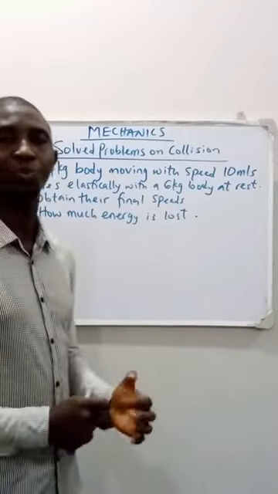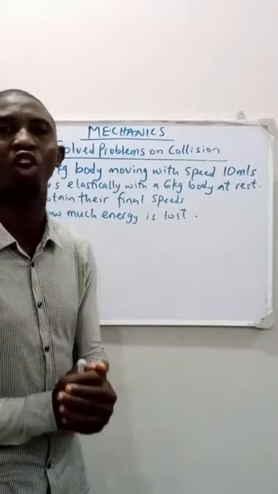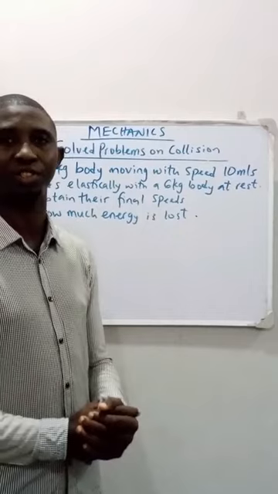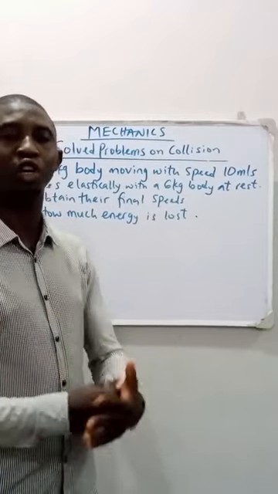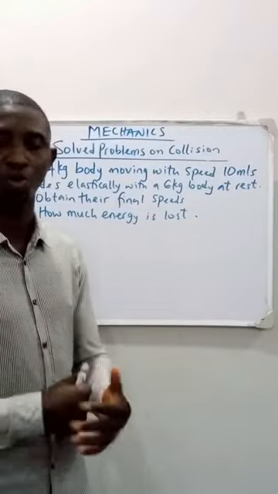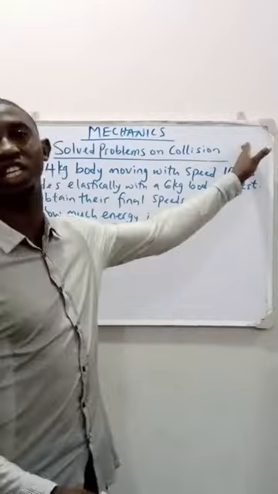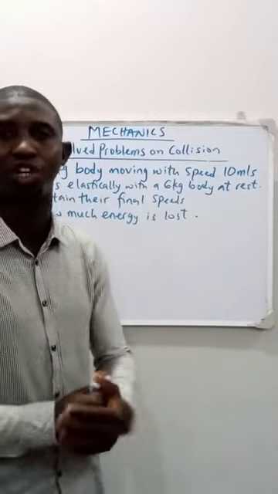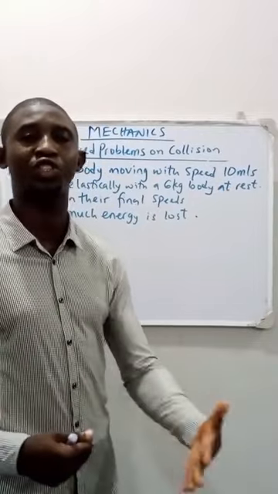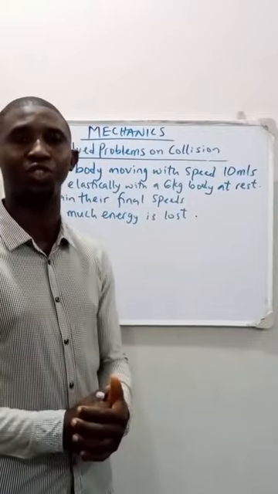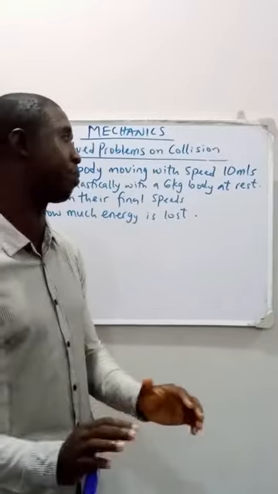The second principle that binds collision is the conservation of kinetic energy. That is, the kinetic energy before collision must be equal to the kinetic energy after collision. And the third principle is the coefficient of restitution, which is the ratio of the velocity of separation to the velocity of approach.